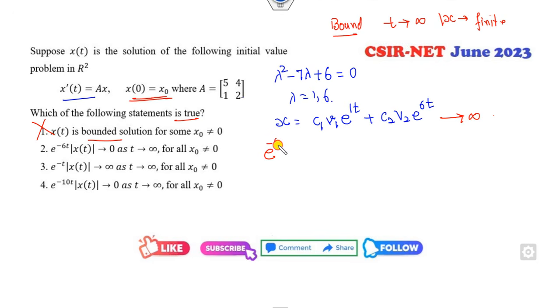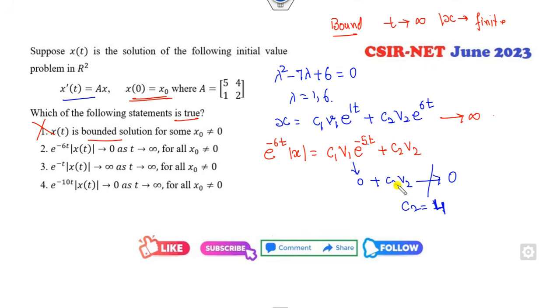Now what is the solution of e raised to power minus 6t into x? It will be C1 V1 e raised to power minus 5t plus C2 V2. Does it go to 0 as t tends to infinity? As t tends to infinity, this part goes to 0, so this part goes to C2 V2. Does it always go to 0? No, because C2 is undefined. I can choose C2 as 1 or C2 as 4. Then clearly this number will not always go to 0, so that option is also cancelled.